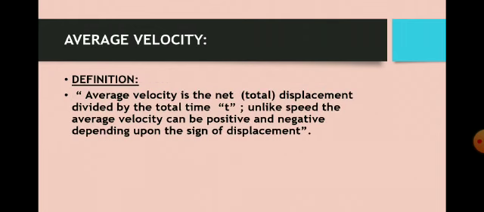Number one is the average velocity. An average velocity is the total displacement or the net displacement divided by the total time. Unlike speed, the average velocity can be positive and negative depending upon the sign of displacement, depending upon the direction of displacement.